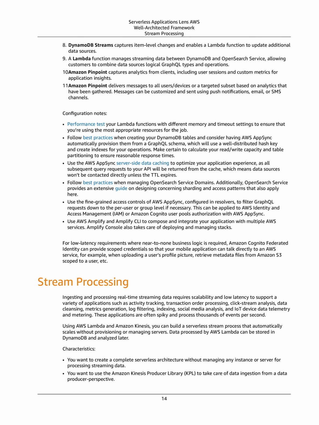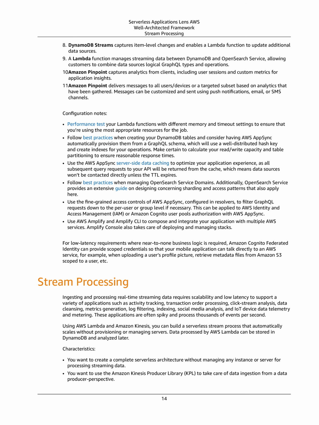Follow best practices when managing OpenSearch Service domains. Additionally, OpenSearch Service provides an extensive guide on designing sharding and access patterns that also apply here. Use the fine-grained access controls of AWS AppSync, configured in resolvers, to filter GraphQL requests down to the per-user or group level if necessary. This can be applied to AWS Identity and Access Management (IAM) or Amazon Cognito user pools authorization with AWS AppSync. Use AWS Amplify and Amplify CLI to compose and integrate your application with multiple AWS services. Amplify Console also takes care of deploying and managing stacks.